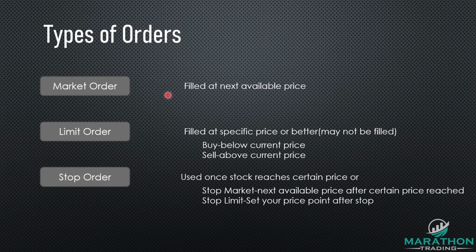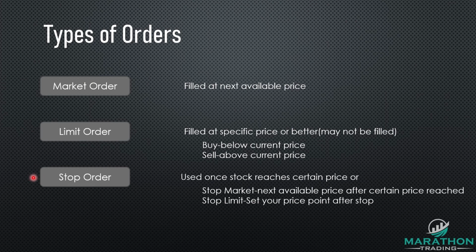Market orders are when it's filled at the next available price. Limit orders are when you want to buy below the current price or sell above the current price. If it gaps up or down past your limit price, you may not be filled. That's a drawback. We'll explain that a little bit more in a second.